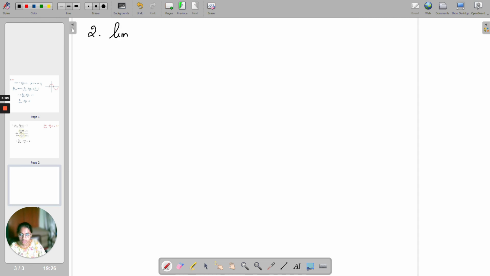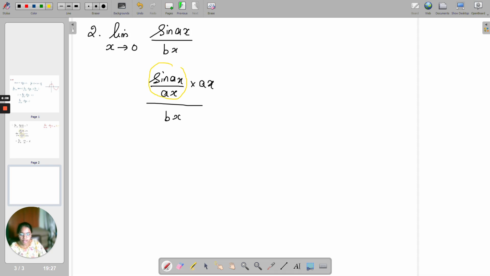So moving on, the next problem would be limit x tending to 0 sin ax divided by bx. How would you solve this? Let me do the same thing. I'll divide by ax, only the numerator, and the denominator remains the same, and I'll multiply by ax. So now again this part becomes 1.